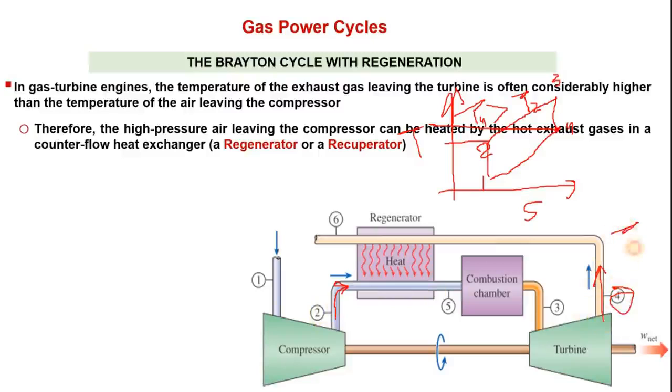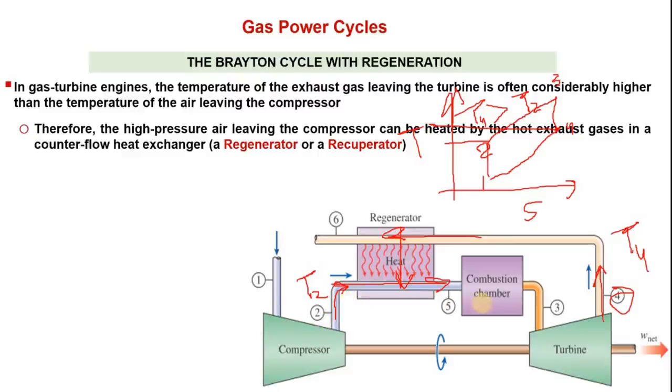Now if T4 is higher than T2, then heat can be transferred between these two fluids. This one is at higher temperature, this one is at lower temperature. This fluid is moving in this direction, this fluid is moving in the opposite direction. That's why it is called a counterflow heat exchanger. Both fluids do not mix with each other, only heat is transferred.